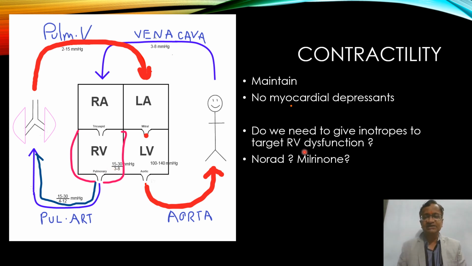So all these things are important. We need to treat this RV if there is a contractility problem. No dobutamine because suddenly it will decrease the SVR. So in these patients, if you are planning, RV dysfunction is a problem, prefer NORAD or milrinone.